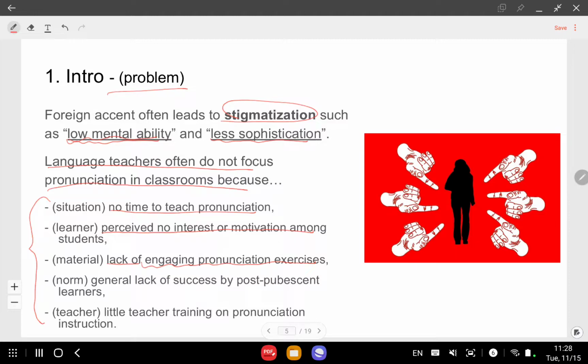In terms of norms, or maybe principle, I would say, there's a general lack of success by post-pubescent learners. So people who are past puberty often have foreign accents and can't really remove them. And for teachers themselves, there's little teacher training on pronunciation instruction, so they might not be able to teach pronunciation in the first place.